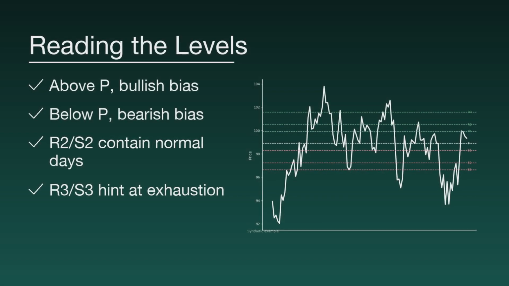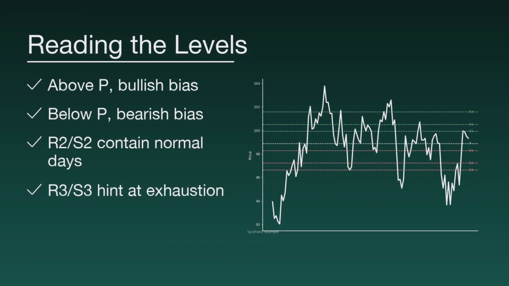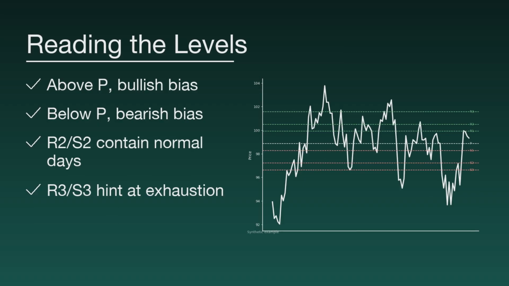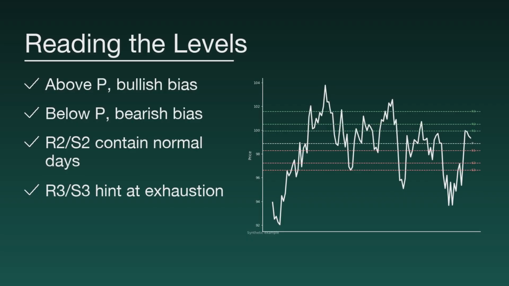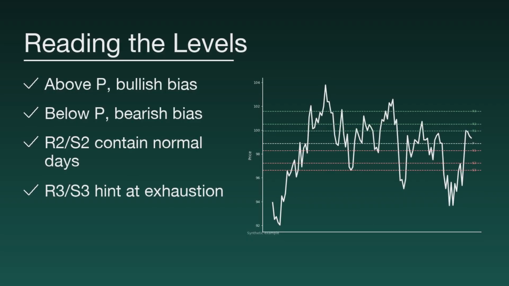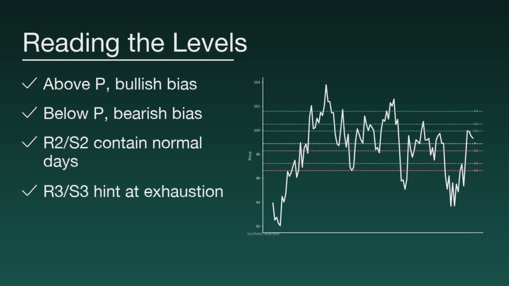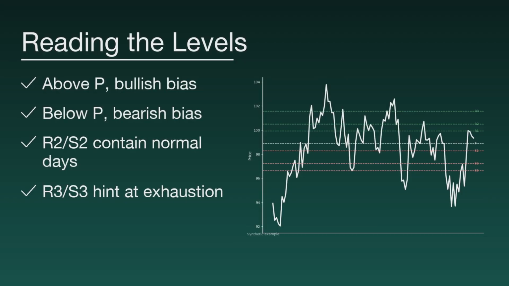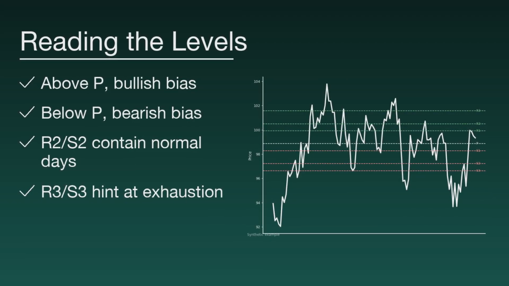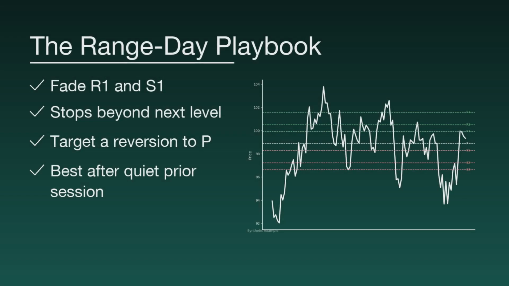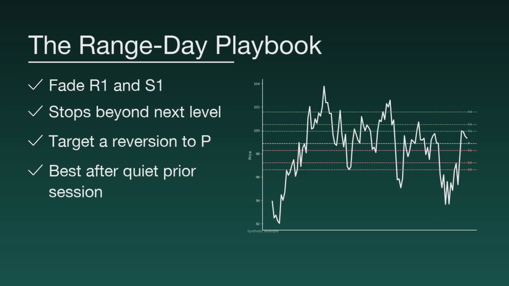Think of P as today's gravitational center. If price opens and trades above P, the session has a bullish bias and R1 becomes the first magnet. Below P, flip it. S1 is in play and rallies into P become fade candidates. R2 and S2 typically mark the edge of a normal range day. R3 and S3 only print on trend days, and reaching them often signals exhaustion rather than continuation. On a quiet day, price oscillates between S1 and R1, repeatedly testing P.